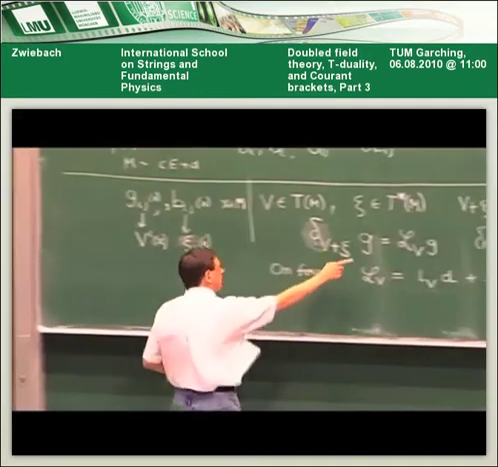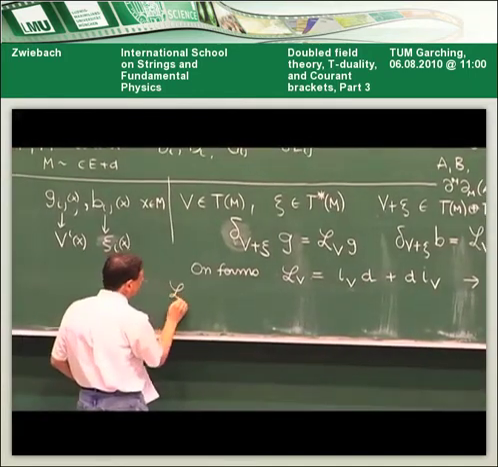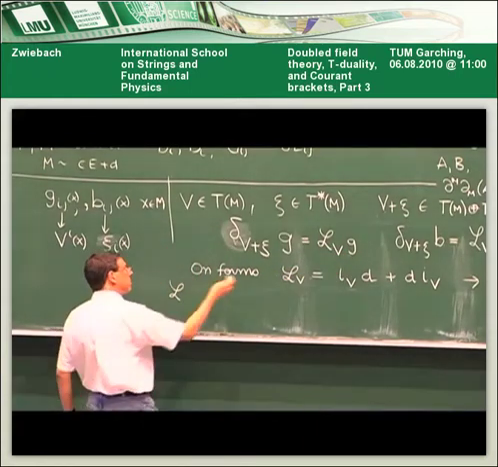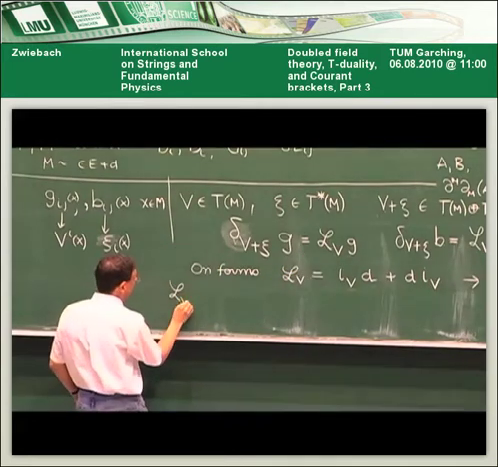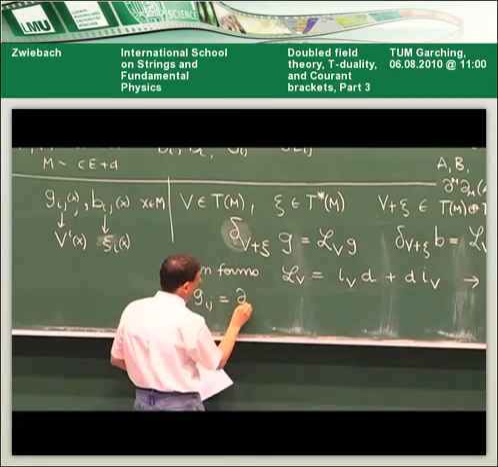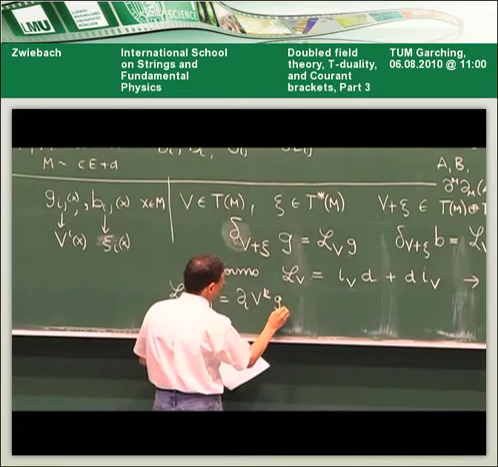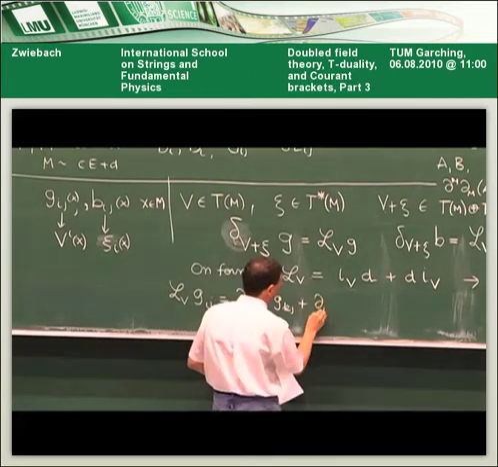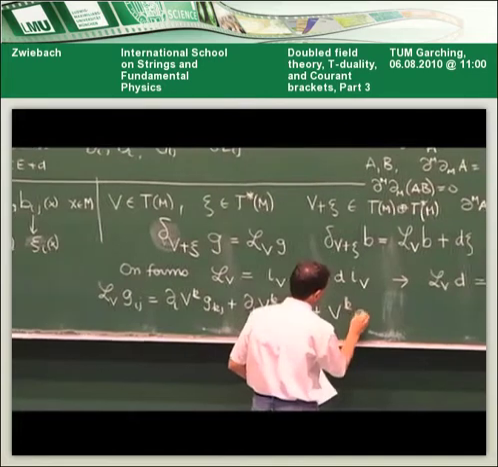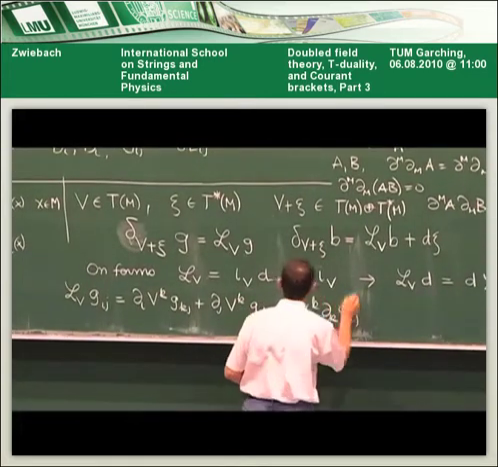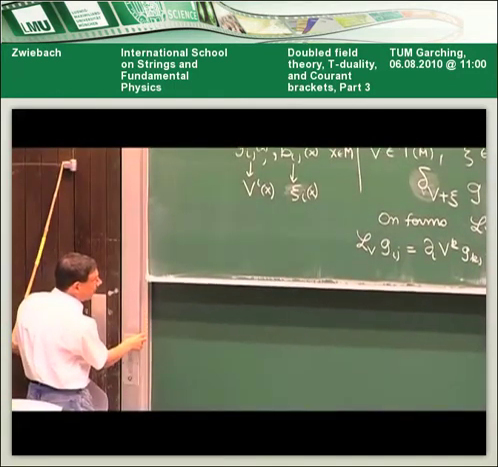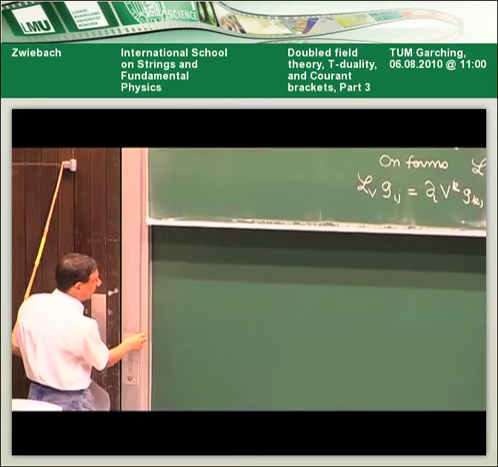If you want indices, there's a notation with indices. For example, for the metric, which is not a two form, it's a two tensor. So the Lie derivative along a vector V of g_ij, we write it as d_i V^k g_kj plus d_j V^k g_ik plus V^k d_k g_ij. So that's the familiar Lie derivative of a symmetric tensor.